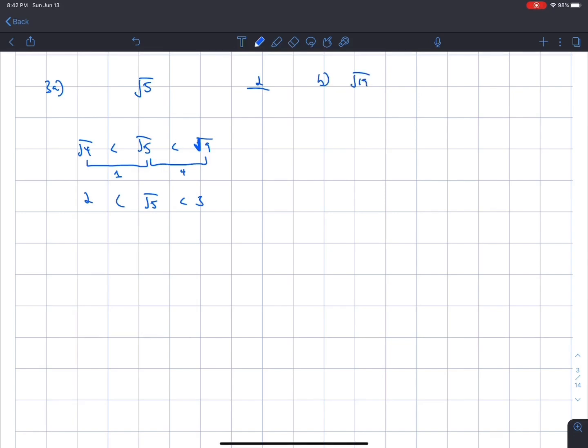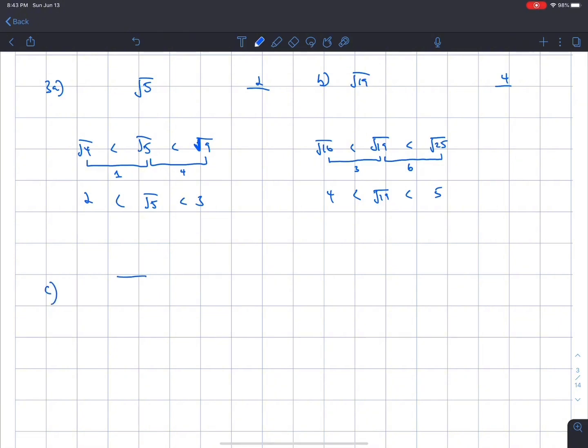b, square root of 19, same idea. So we have the square root of 16, which is smaller than 19 and a perfect square, and the square root of 25. The square root of 16 is 4, and the square root of 25 is 5. 16 is 3 away from 19, and 25 is 6 away from 19. So we can say that the square root of 19 is much closer to 4 compared to 5.